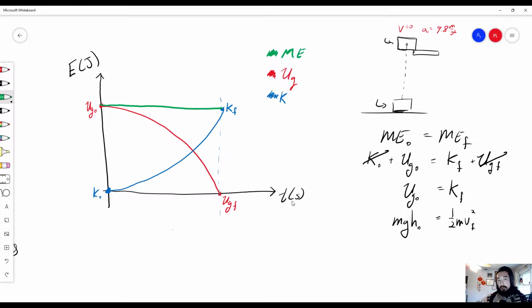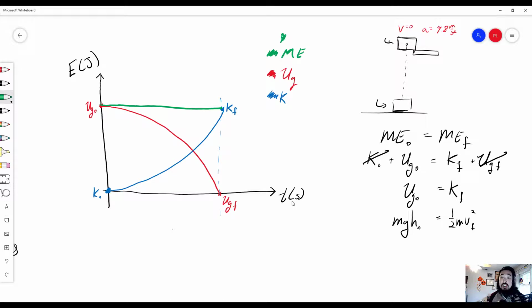So the total mechanical energy will always be constant. This is very important. This is probably the most important thing about this entire video. The total mechanical energy will stay constant even though the gravitational potential energy is changing.